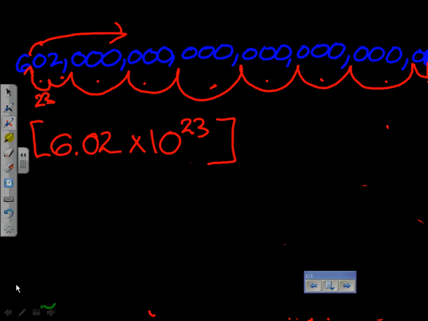Now, let's do another example just to see if we can understand the notion behind this way of writing the numbers.